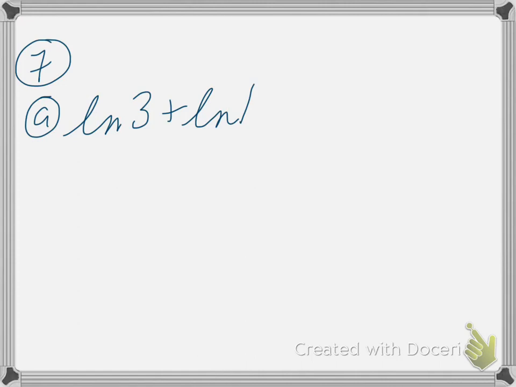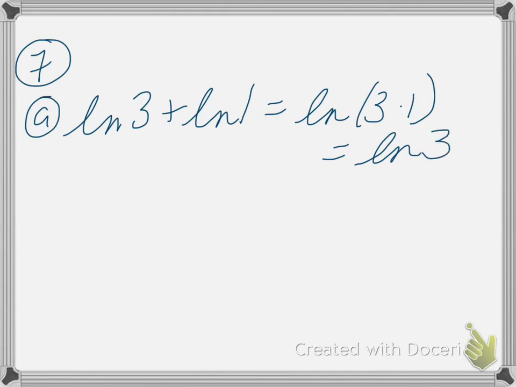Okay, for number 7, you need to play around with all these different things until you can get it to equal ln of 4. So if you try choice A, this is what you're given. And if you use the log rules, you would end up with ln of 3 times 1, because addition and multiplication go together. And this would just give you ln of 3. But your answer has to be ln of 4. So therefore, A cannot be the answer.